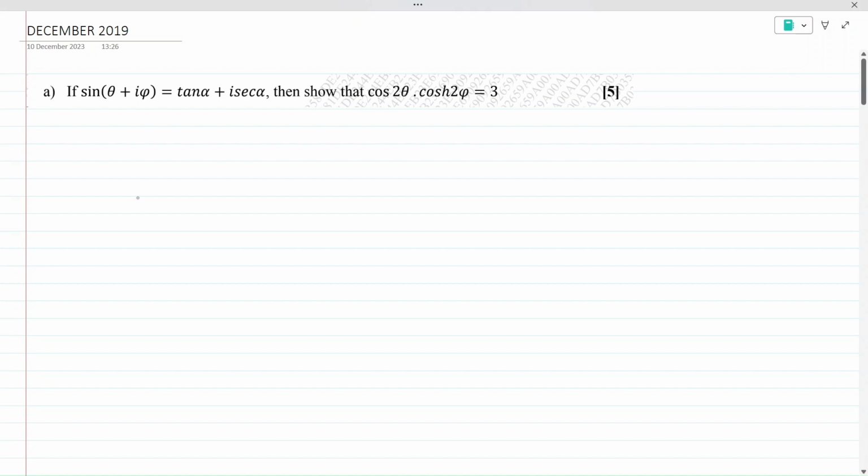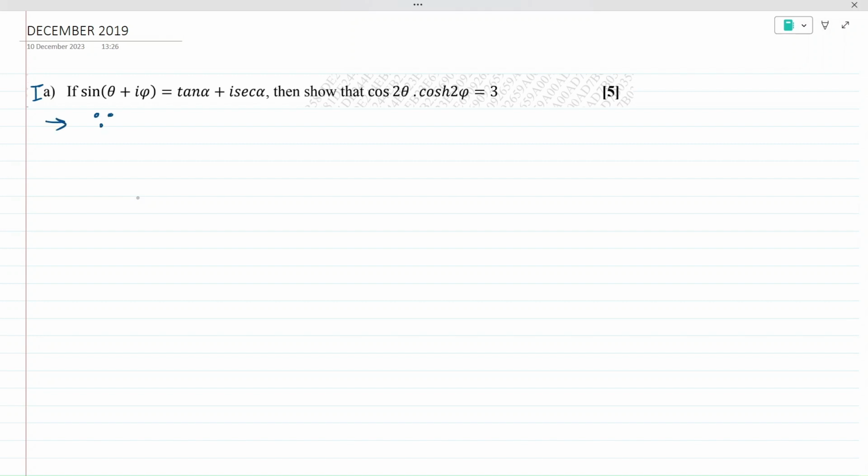Okay, so the first question, this is question number 1A. Sin theta plus I phi is given to you as tan alpha plus I sec alpha. You're expected to show cos 2 theta times cos hyperbolic 2 phi is 3. Here this question belongs to the topic of hyperbolic functions. Okay. So we'll be expanding sine using the circular formula itself. So sin A plus B का formula use करके expand करेंगे.